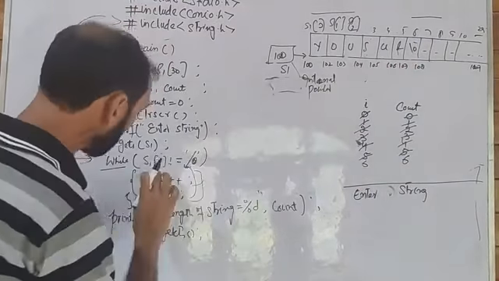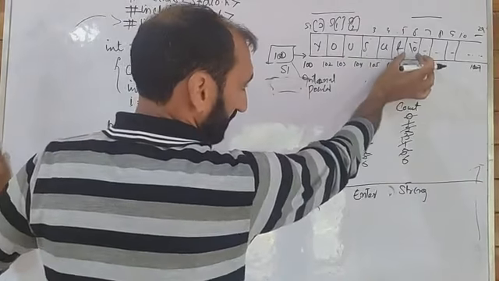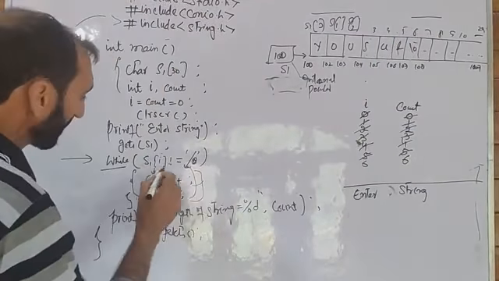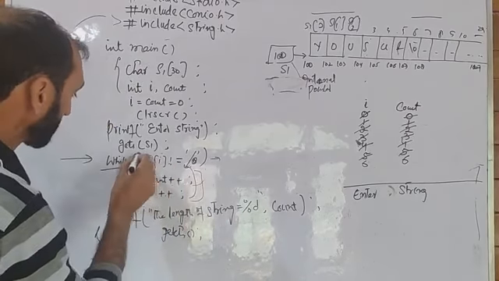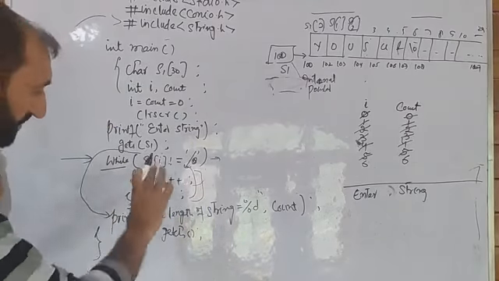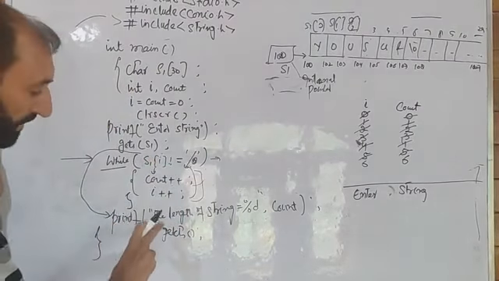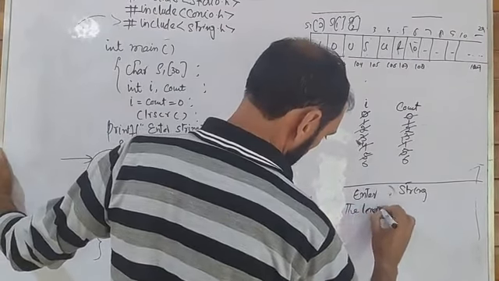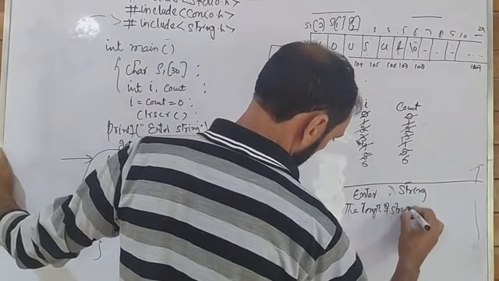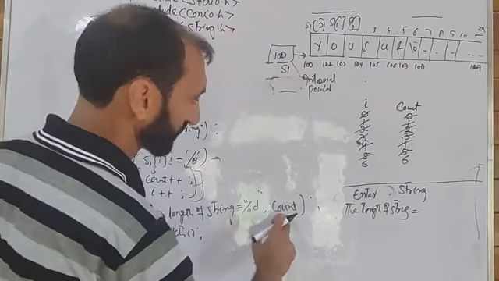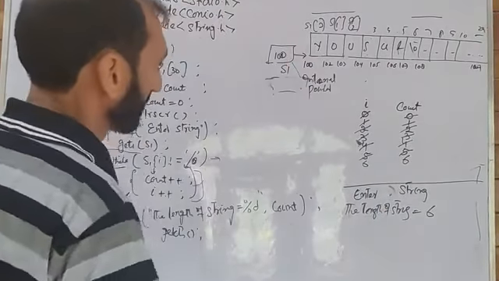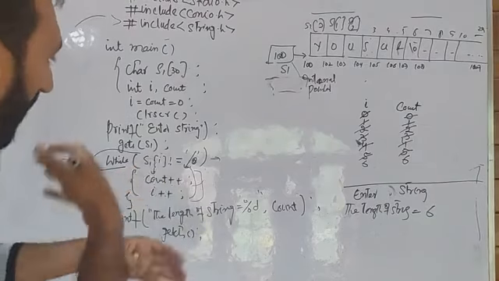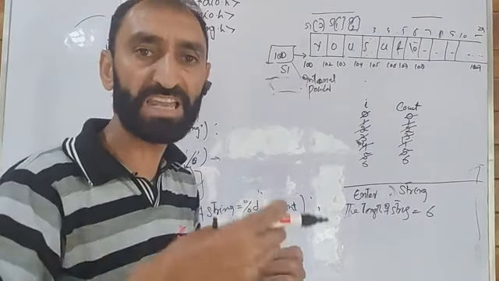The character present at this index, the 6th index, is \0. That means this condition is false, so the control will go outside the body of the loop. Then we print the length of the string: length of string equal to %d, count. The value of count, 6, is getting printed.